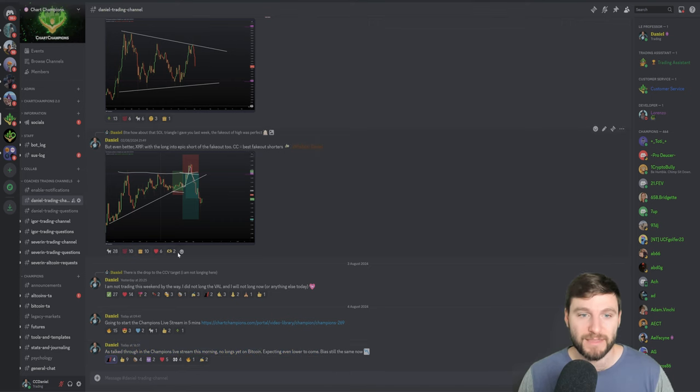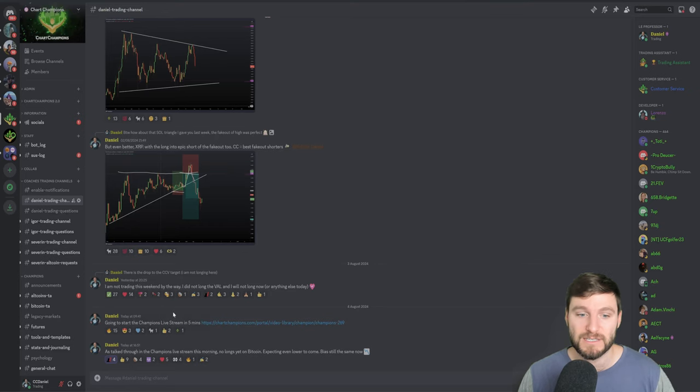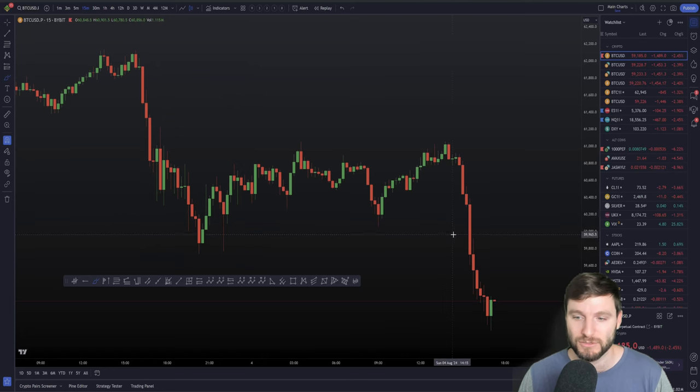Just like when we had that fake out of the triangle, we came down to the CCV target, right? But that CCV target was not a long trade for me. I did not long as we hit that target. I did not long the value area low. I did not long anything else yesterday, and the same today. I've still not taken a long trade here.